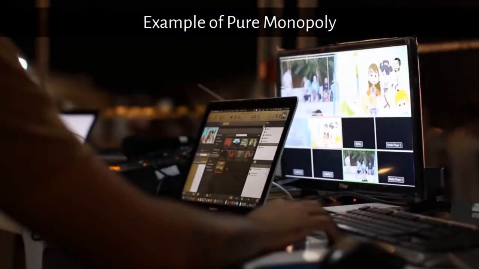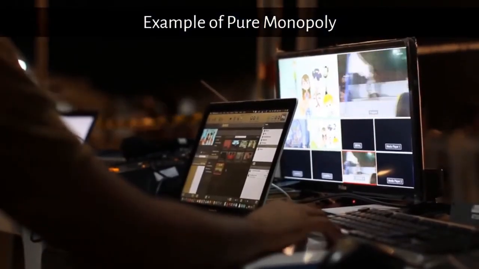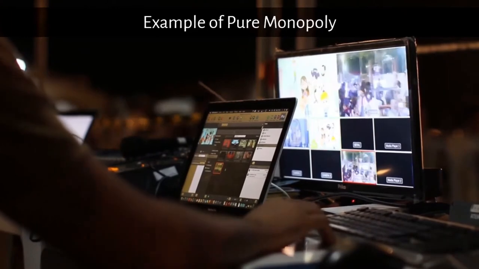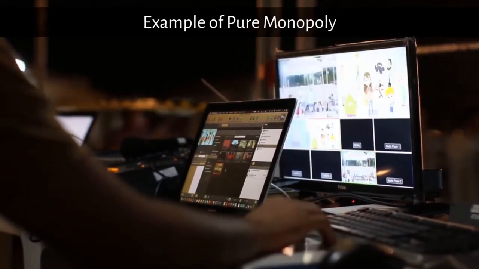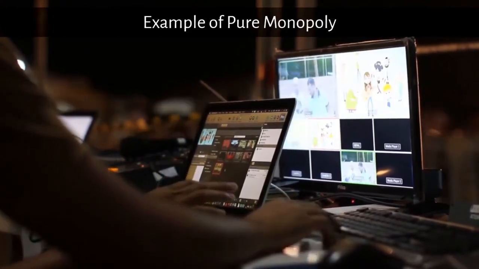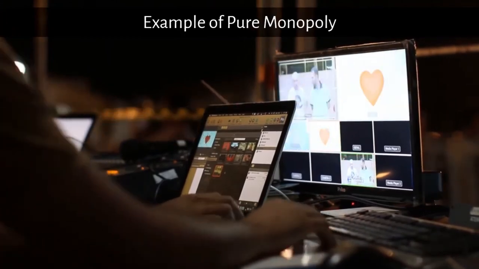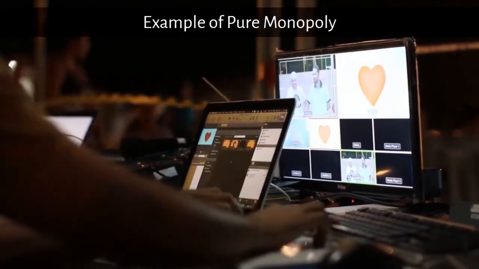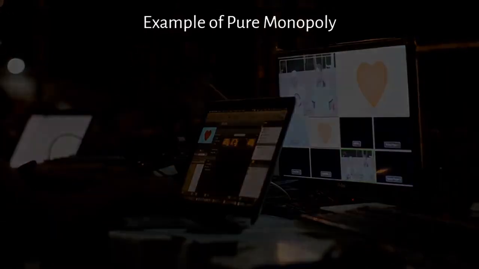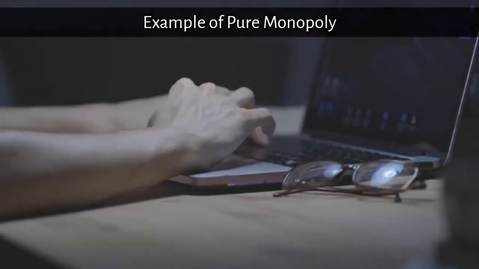Another example would be Microsoft. When it comes to operating systems, the majority of the world's PC market, laptop market, runs on Microsoft. The only real comparison, or the only real competitor, would be Apple, and for those a bit more tech-savvy, Linux.